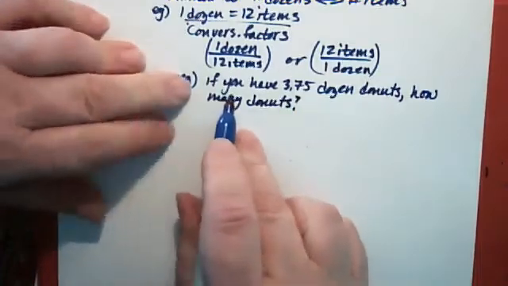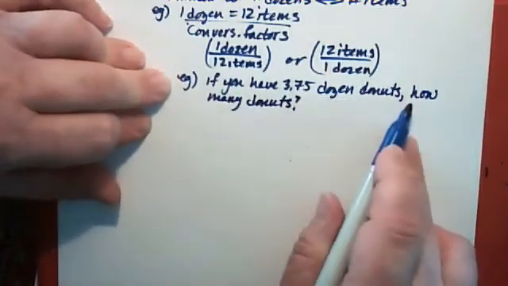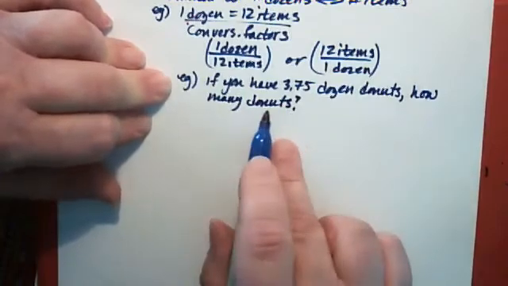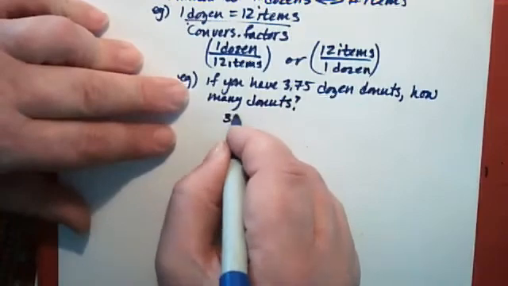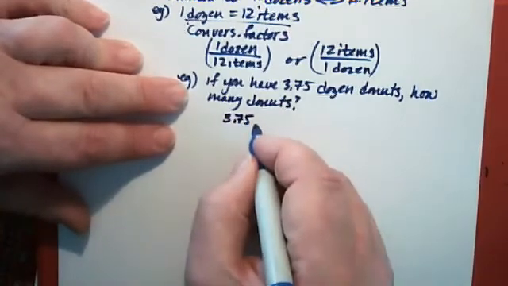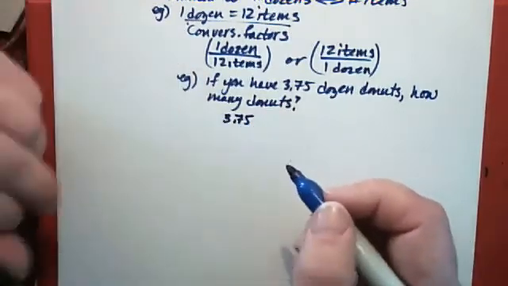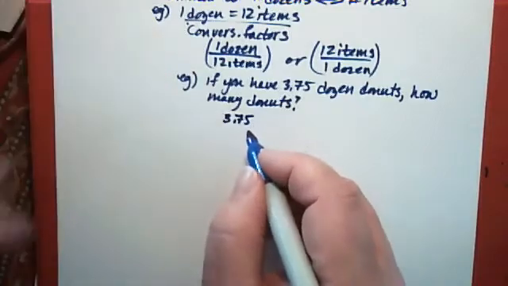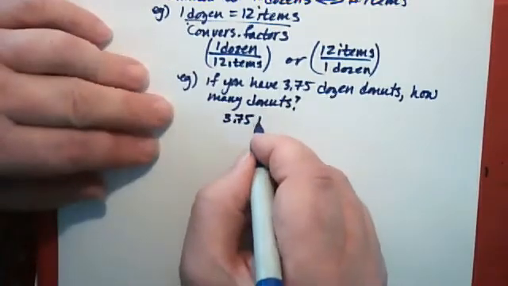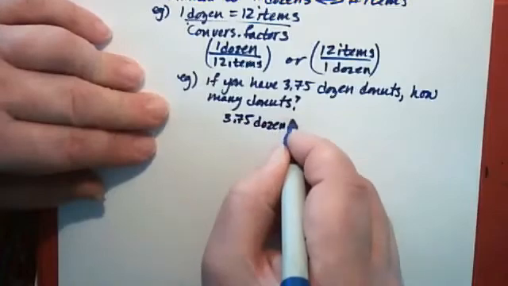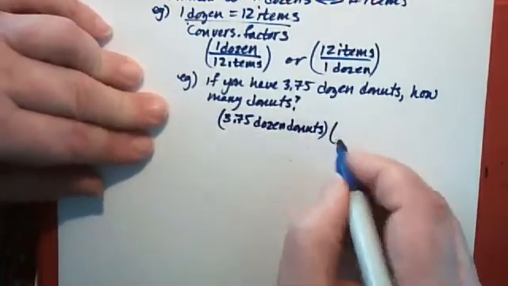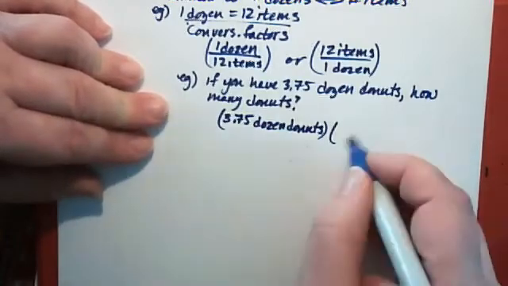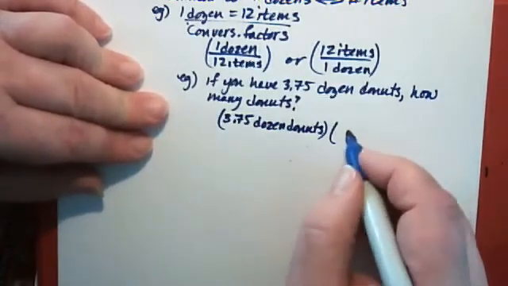So for example, if you had, say, 3.75 dozen donuts, how many individual donuts do you have? Well, clearly, if you got 3.75 dozen, it's just going to be 3.75 times 12. But I'm going to do it formally to show you how the units work out. So you can use it as an analogy when you're working problems with moles and atoms or molecules.